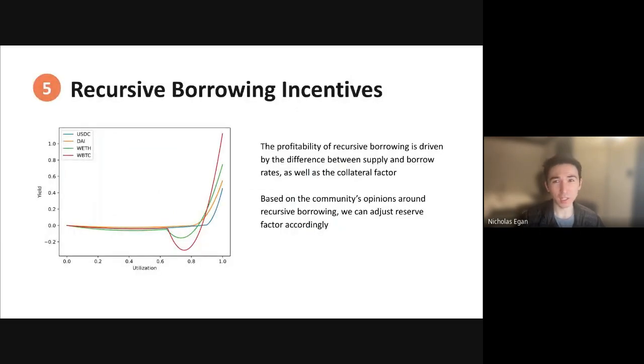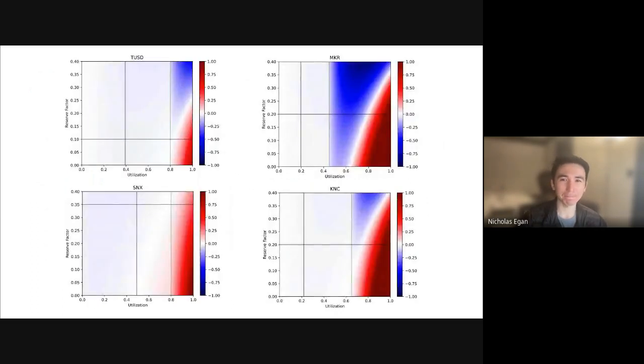The fifth heuristic is around recursive borrowing incentives. The profitability of recursive borrowing is driven by the difference between supply and borrower interest rates, as well as the collateral factor. Based on the community's opinions around recursive borrowing, we can adjust reserve factors accordingly, since those are the simplest levers that control the gap between the borrower and supplier interest rates.